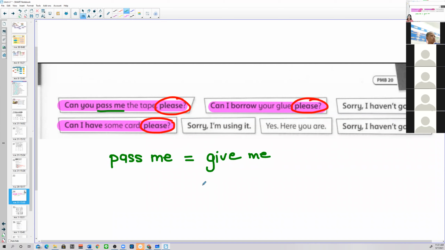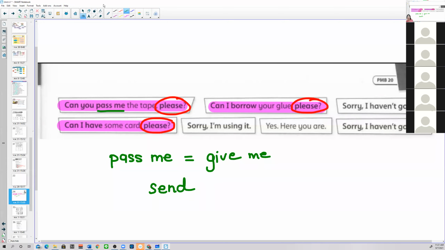Okay, we don't use sent. Pass me is something that is not using sent. If you're using sent, I mean this one, it means like you have to mail it. You have to send it from a far distance. That's a different meaning from pass me.